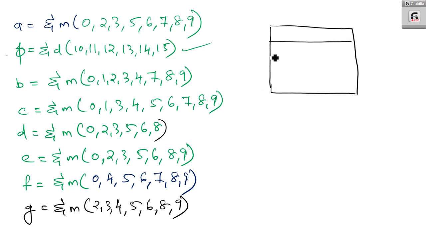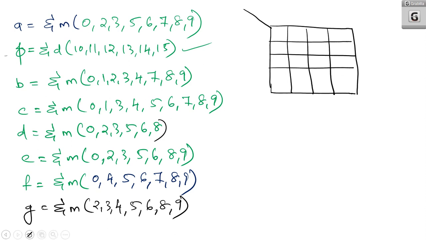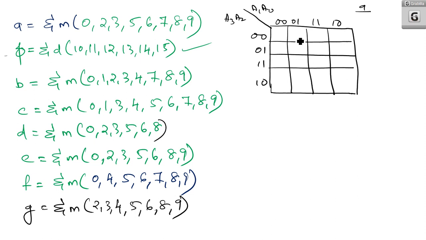So you have a K-map like this. What are the inputs I am having? I am having A3, A2, A1, A0. I am finding the expression of small a. The column labels are 0 0, 0 1, 1 1, 1 0, and the cells are numbered 0, 1, 2, 3, 4, 5, 6, 7, 8, 9, 10, 11, 12, 13, 14 and 15.